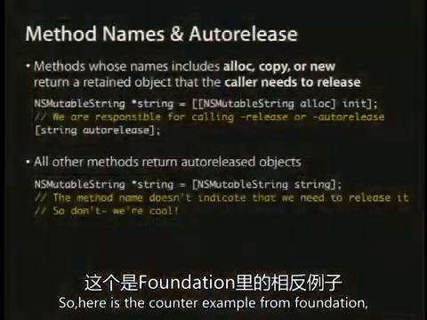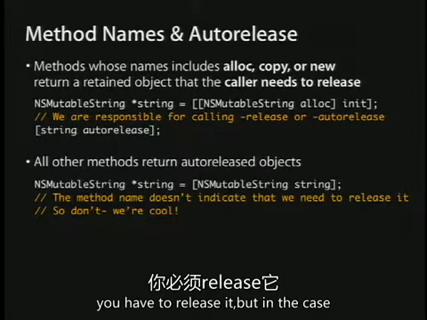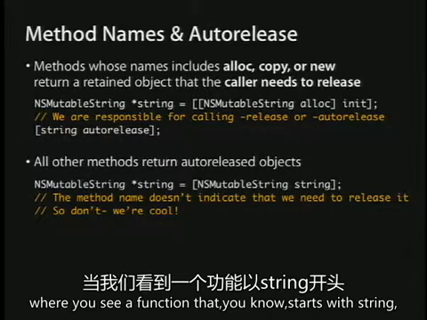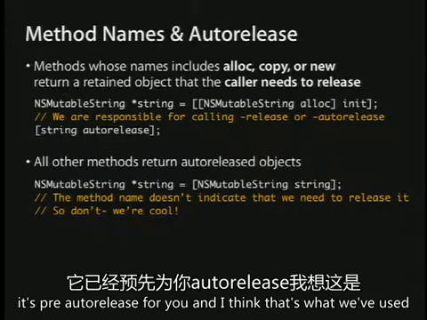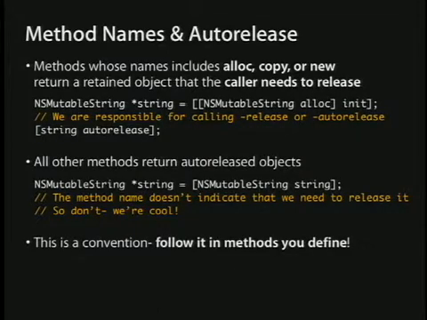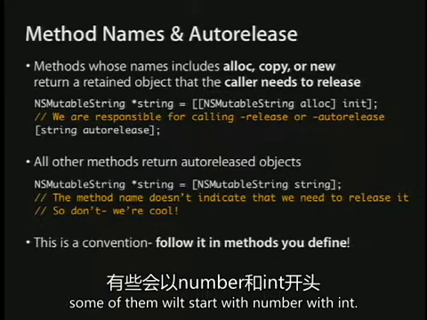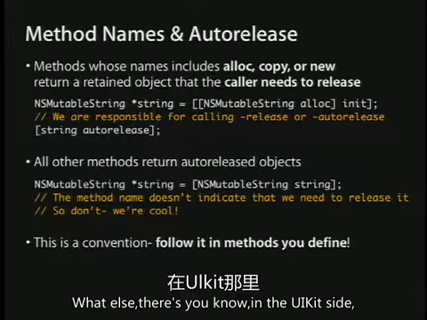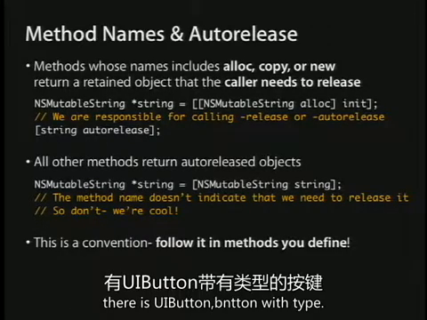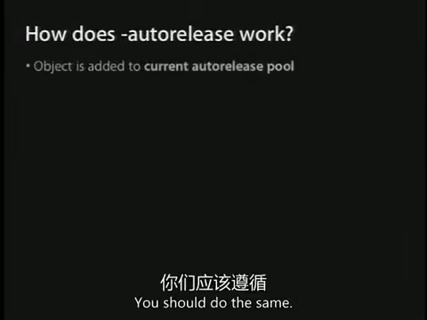So here's the counterexample from Foundation. When you see the alloc case, you have to release it. But in the case where you see a function that starts with string, it's pre-auto-released for you. And I think that's what we use in the exercise so far. And this is true. You may have seen this in NSNumber. Some of them will start with number with int. What else? On the UI Kit side, there's UIButton with type. Those things are all auto-released for you. Again, this is a convention. You should do the same.